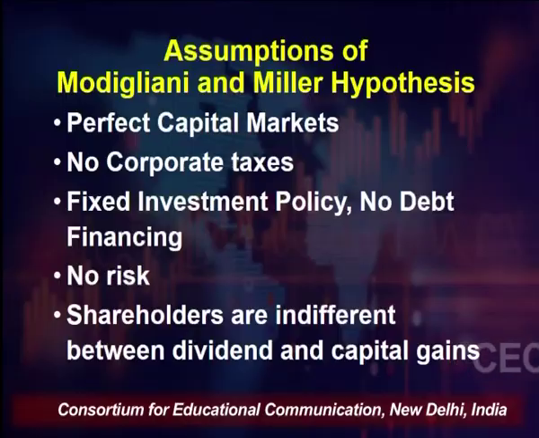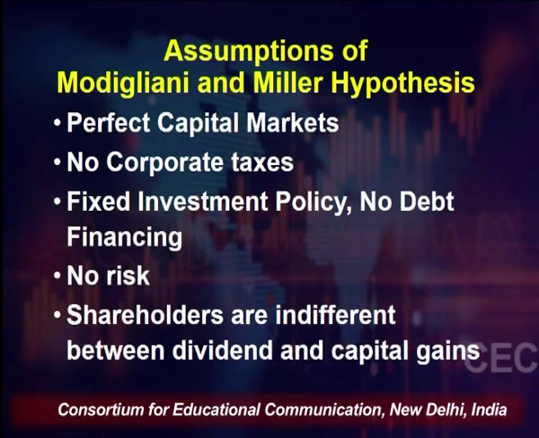Then there are certain assumptions of the hypothesis as well. It says that it has perfect capital markets. Perfect market is a situation where we have multiple buyers, multiple sellers, and the information is available to everyone. So, the same conditions of a perfect market are applicable to perfect capital markets as well, and this is the primary assumption of the hypothesis.